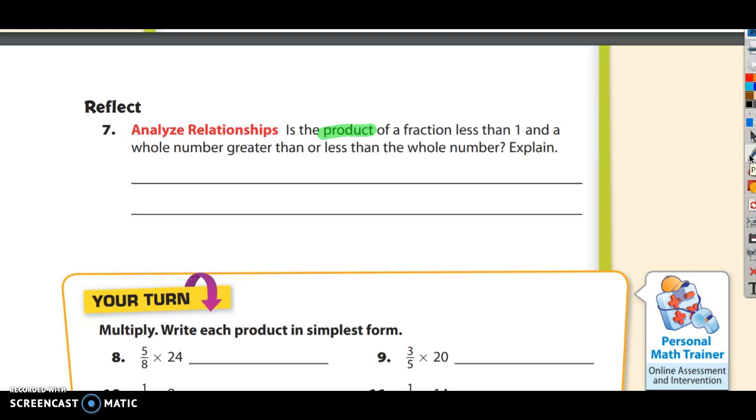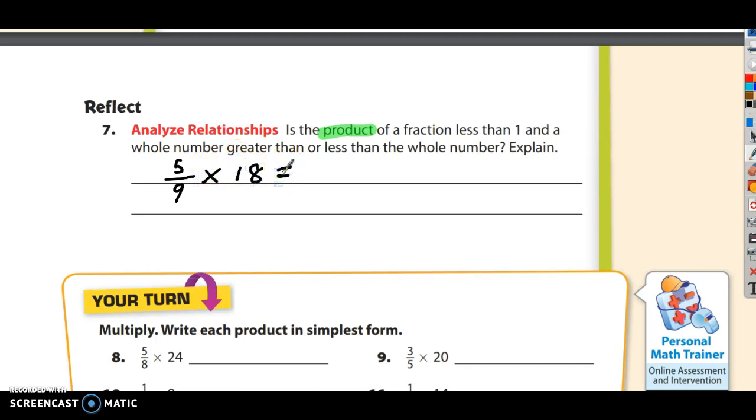So here's what this is asking. It seems a little bit confusing, but here's what this is asking. Is the product, so we don't know if the product's going to be greater than or less than the whole number. But it says it's the product of a fraction less than 1 and a whole number, greater than or less than the whole number. So this is exactly what we just did. We just did a fraction like 5/9 times 18.